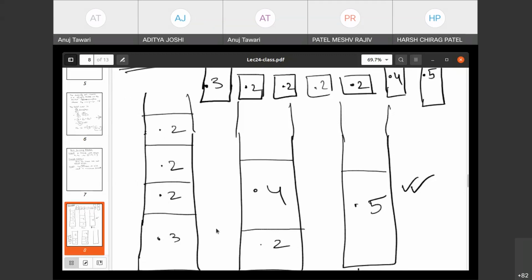There was no space for 0.2 because then it would exceed the capacity of this bin, so we put it in the next. Then we put 0.4. But then there is no space for 0.5, so we put it in the next. So this is what is called the next fit algorithm, which is a very standard way to solve this.